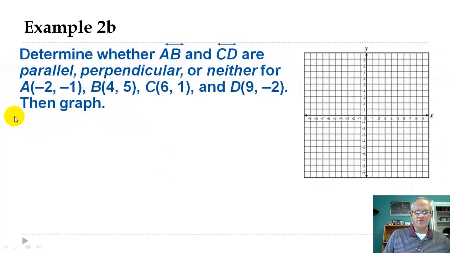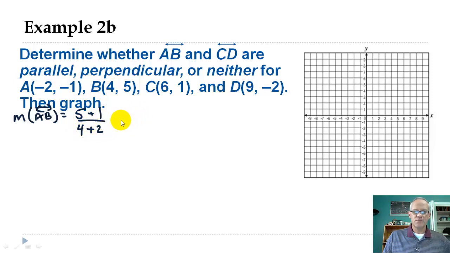So again, we're just going to find the slope of these two lines. So slope of AB. We're just going to go 5 minus a negative, so +1, over 4 minus a negative, or +2. So it looks like that's 6/6. Oh, that's interesting. So that just comes out to be 1, slope of 1, or 1/1.